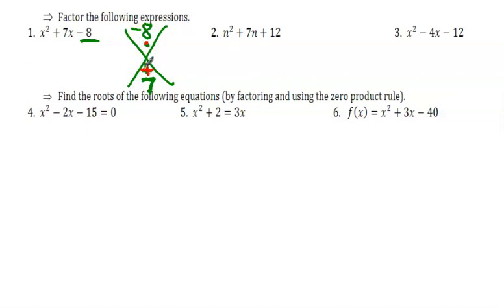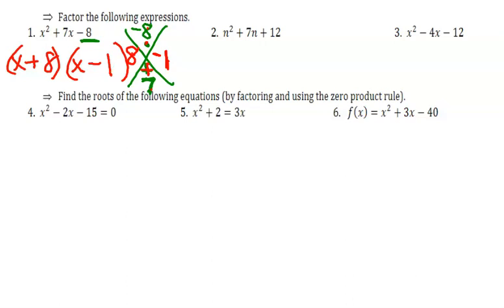Well, 7's pretty close to 8, so let's see if we had 8 and 1. Could we get 7? Now, which one of those would need to be negative to get a positive 7? Well, the 1 would have to be negative. So let's practice. 8 times negative 1 becomes a negative 8. 8 plus negative 1 becomes 7. So then we determined our factors: I have x plus 8 and x minus 1.